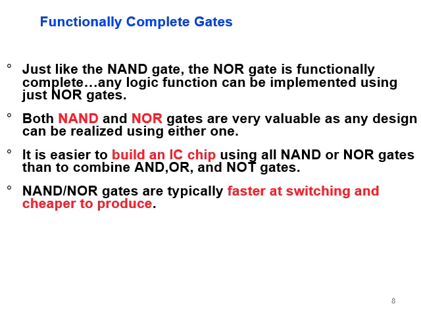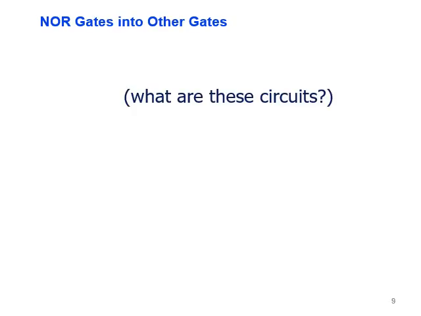From NOR or from NAND, we can construct any function we would like. And the advantage of this is it's better to use NAND and NOR than AND and OR, because it's far faster as switching and cheaper in production.